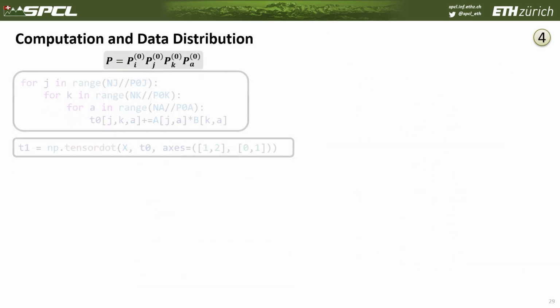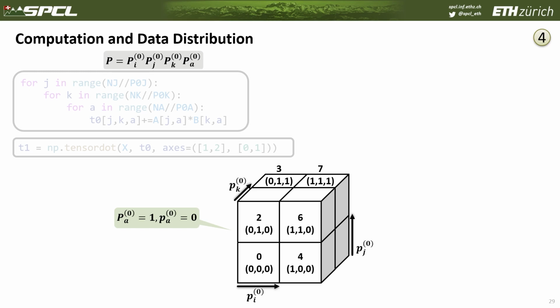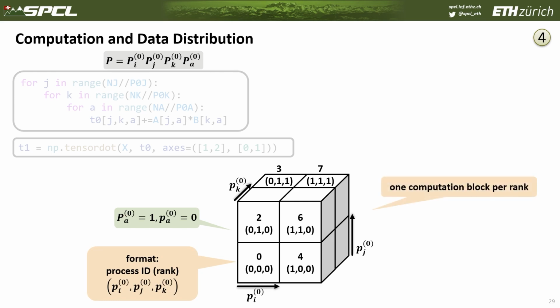Essentially, this means that we have a pseudo 3D iteration space, and that's because the 4th dimension has a size of 1. Now, for each block, we can annotate an ID and the coordinates of this block. Since we have 8 processes and 8 blocks, this ID is going to be the process ID and the coordinates are going to be the process coordinates. So we have one computation block per rank. So distributing the computation is quite simple.